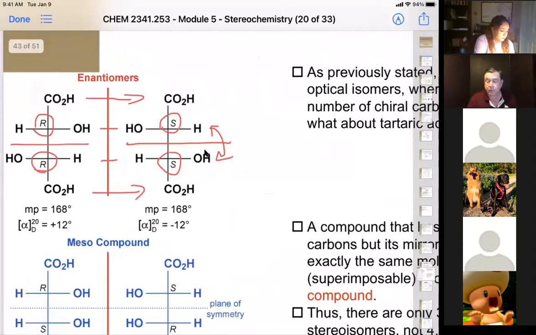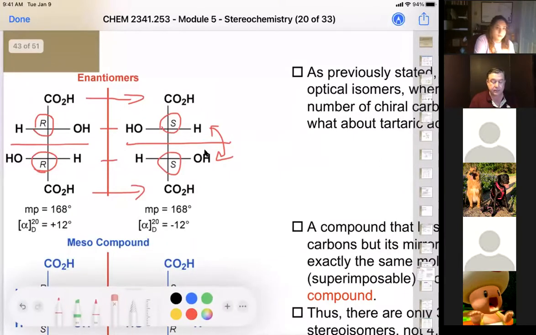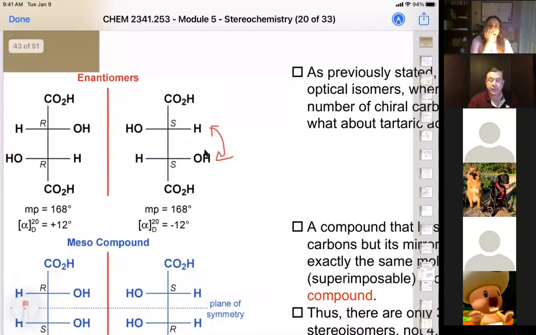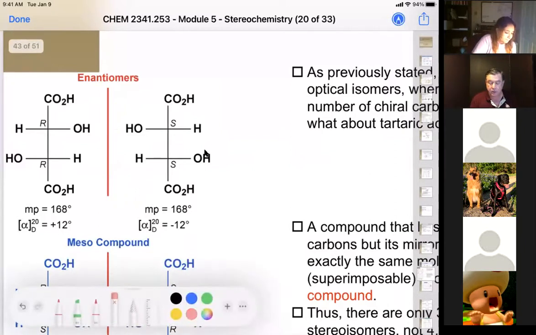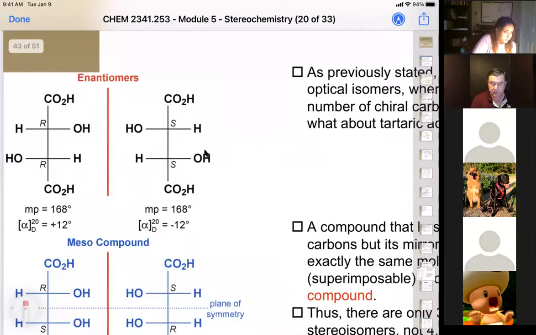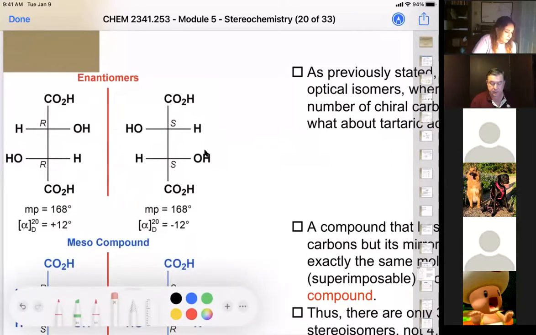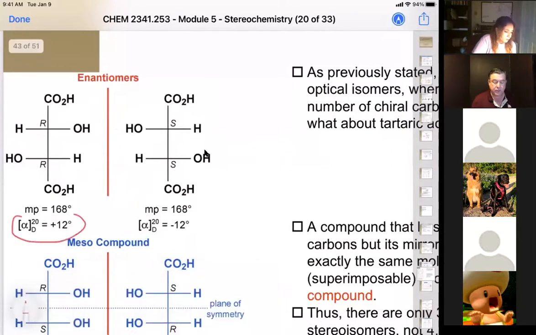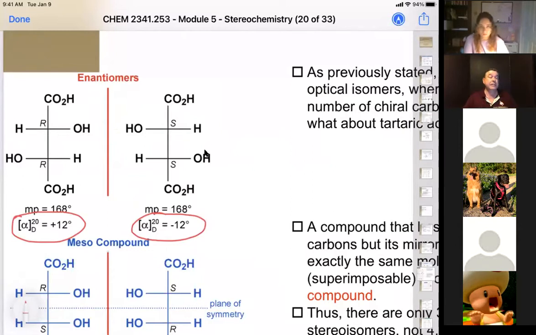And when we look at the properties, we actually find out because they're enantiomers, they have the same melting point, they have the same boiling point, but they have equal and opposite optical rotation. Okay, so this particular isomer has a plus 12. This particular isomer, because it's the enantiomer, has minus 12. Okay, so we're going to do that same thing with the Fischer projection, going from the one set of enantiomers to the second set by flipping one stereocenter.